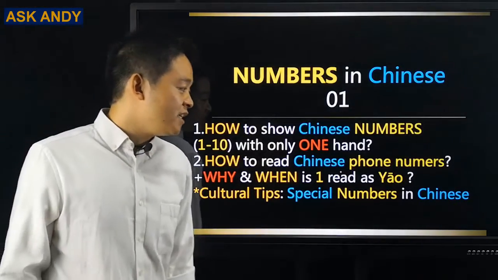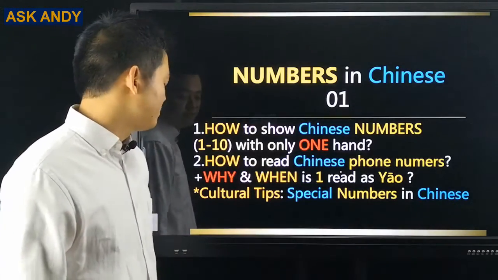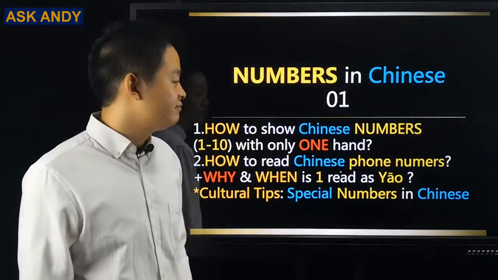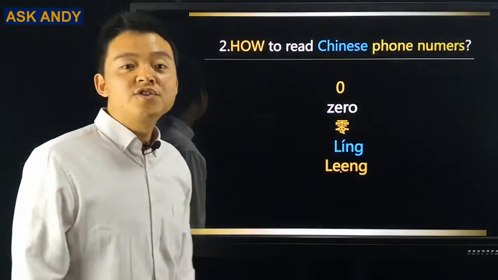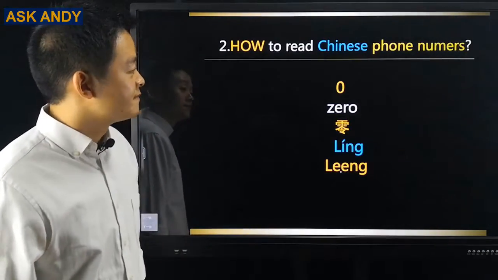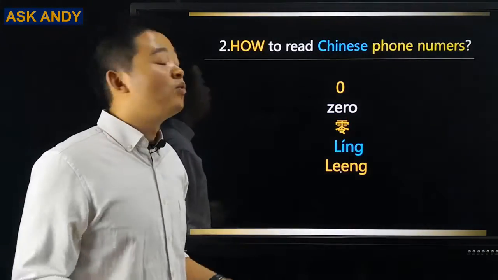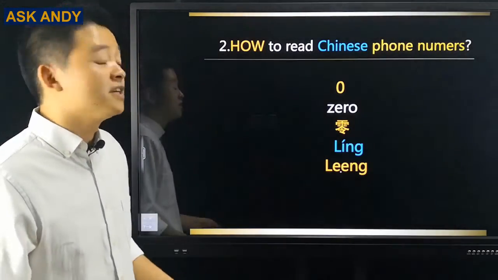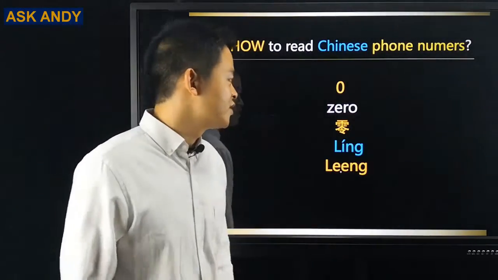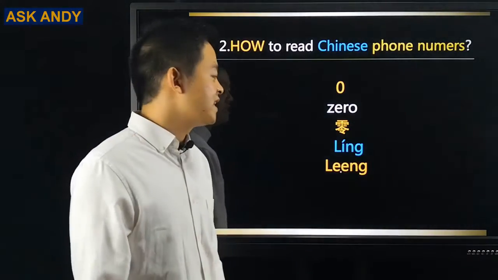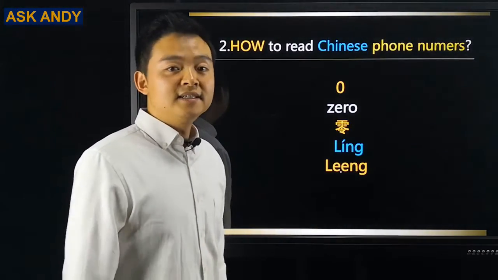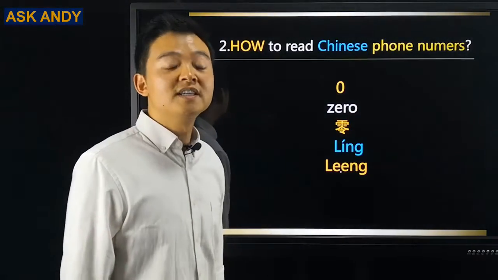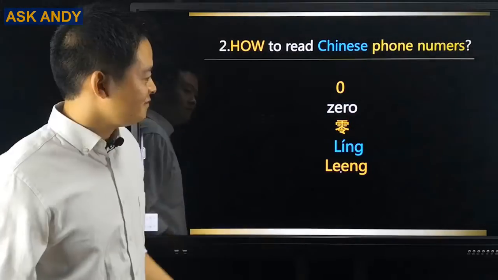Okay, let's move on. So we have done question number 1. Let's move on to question number 2. So how to read Chinese phone numbers? Plus, why and when is number 1 read as yao? Question 2. How to read Chinese phone numbers? So we have done from number 1 to number 10. But we need this one for sure for the Chinese cell phone numbers. So that is 0. So we read it as 零, 零. So you can have the trick here. L-E-E-N-G. So this 零, 零.